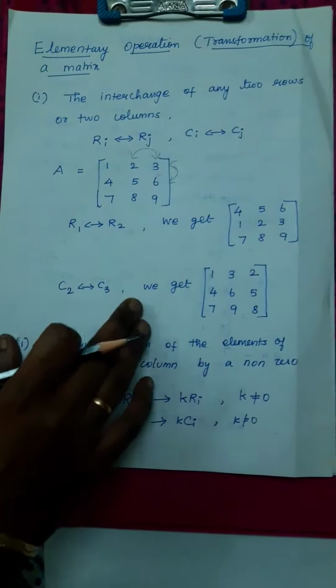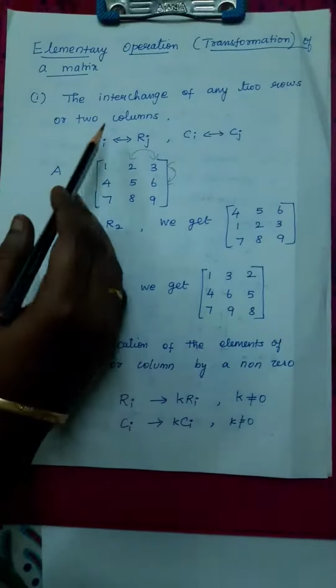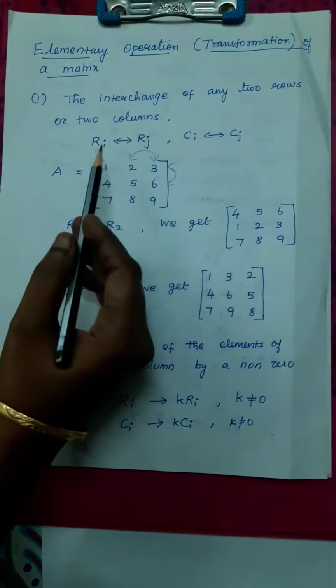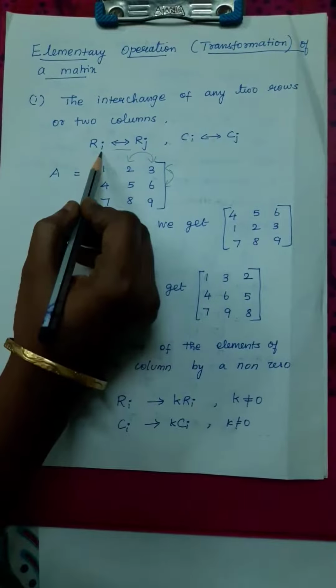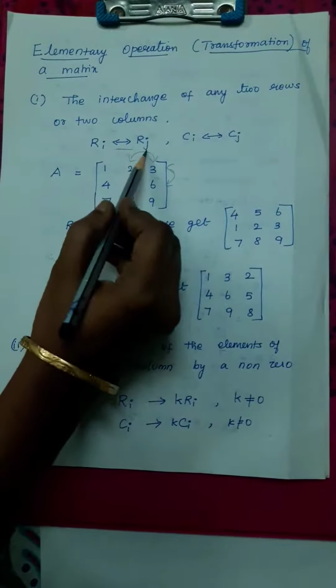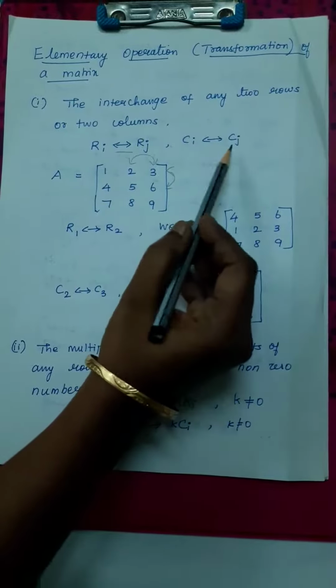Now we are going to see how to apply elementary operations on a matrix. The interchange of any two rows or columns will be denoted by this symbol. In this case, we are interchanging the ith row and jth row. Similarly, we are interchanging column i and column j.